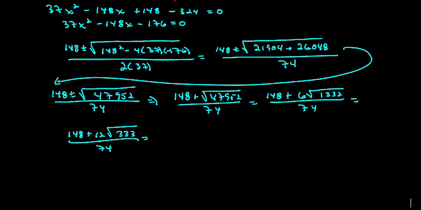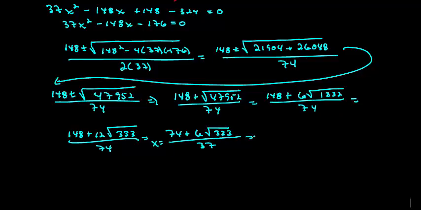So we can divide everything by 2 here. Actually, let's see here. We can't divide everything by 4. So I think we're pretty much stuck. I don't think I see anything else that's nice there. So 148 divided by 2 is 74. So plus 6 square roots of 333 all over 74 divided by 2, which is 37. Now if I divide this by 37, I can't divide this by 37, so we're stuck. So this is the x value.